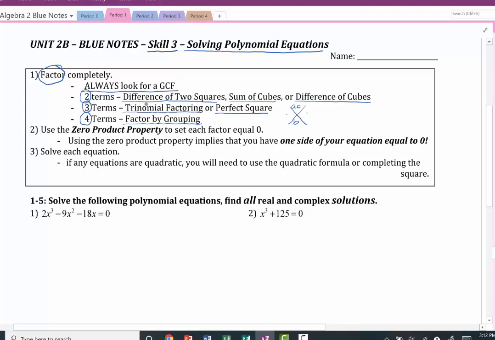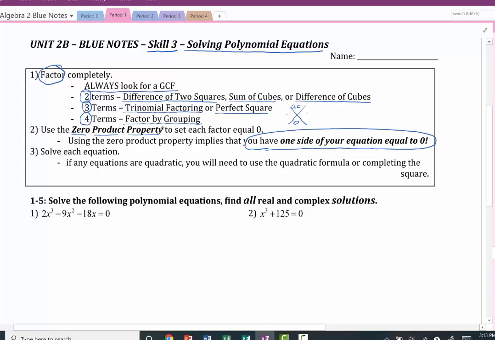Now, I should say that before we factor, really, we should have gotten one side of our equation equal to 0. Really, that's how we should begin any solving by factoring type of problem. Because once you get your factors, then you use what's called the zero product property. The zero product property is this idea that if you have one or two or three different factors that are all multiplying together to equal 0, well, one of those factors has to be 0. That's sort of the logic behind the zero product property.